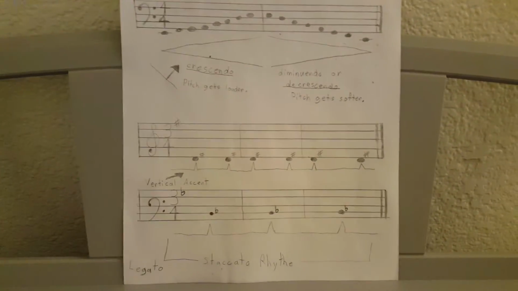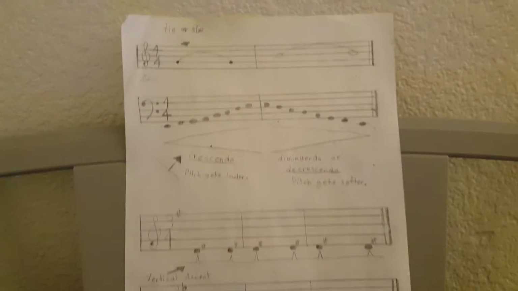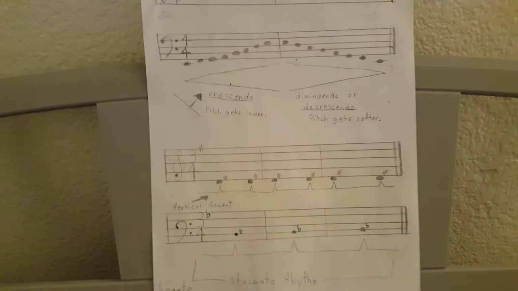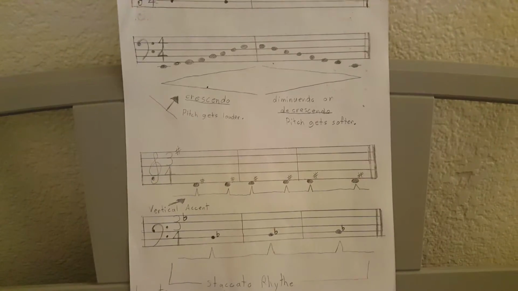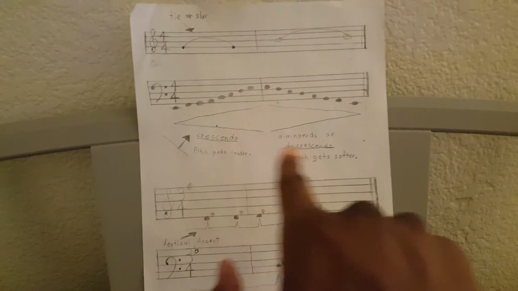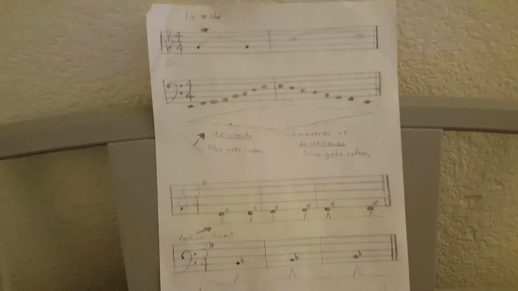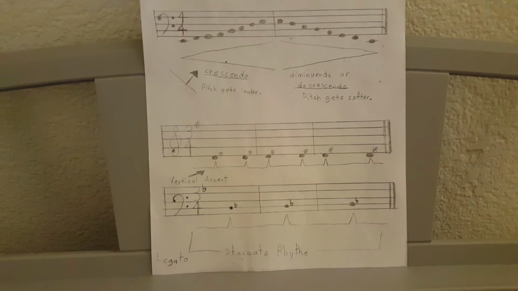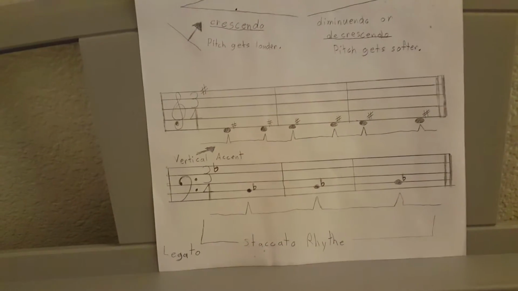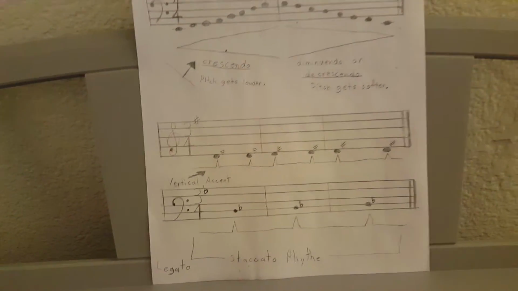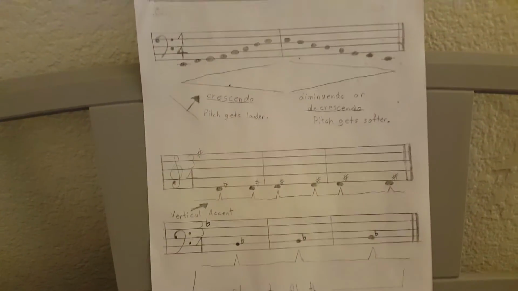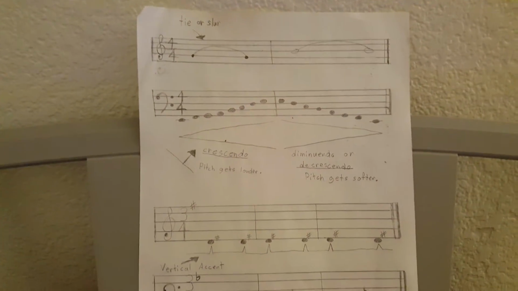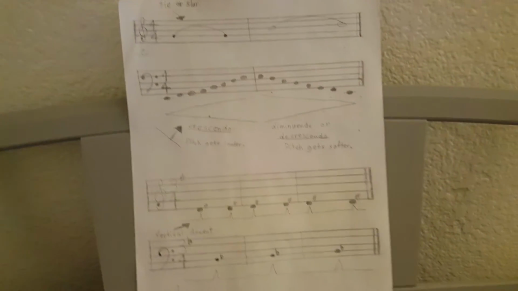And with that, I believe that's all I have for this short video. Just getting everybody to understand the different terms of the different symbols and what they mean when you read music. This was just another short, brief video describing what vertical accents are, and crescendo, decrescendo, or diminuendo, and ties and slurs.